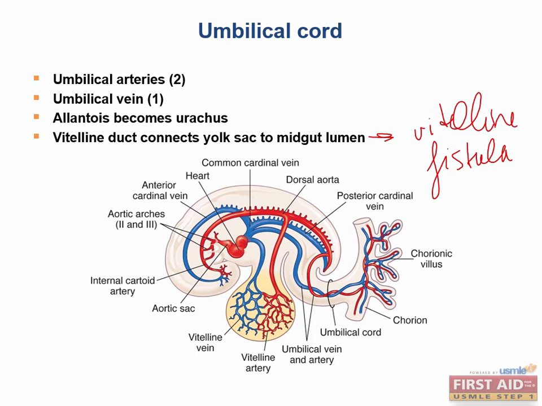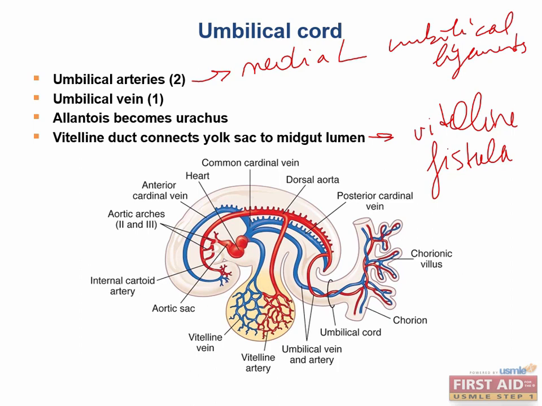Now after birth, the urachus regresses as well, leaving a fibrous remnant known as the median umbilical ligament. USMLE is obsessed with you knowing that the umbilical arteries regress into the medial umbilical ligaments, and that the allantois/urachus will turn into the median umbilical ligament.